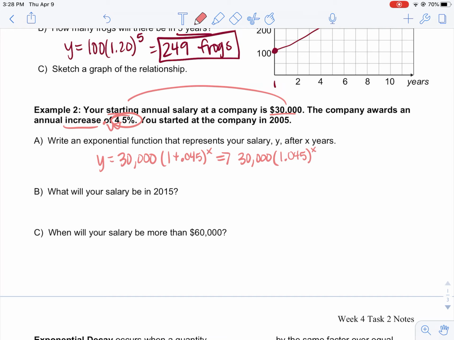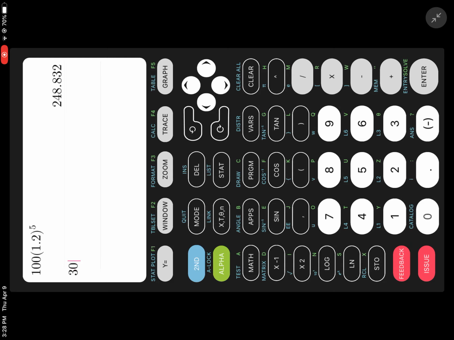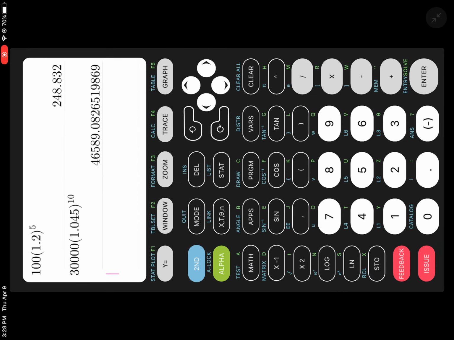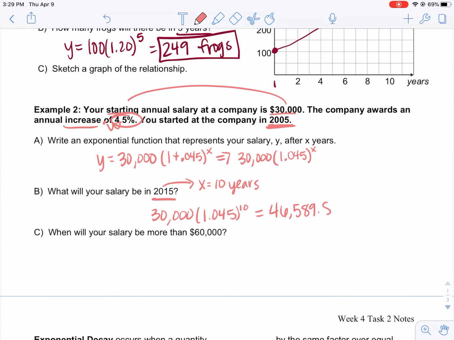Now, what will your salary be in 2015? So 2015 is an amount of years. Now, something important to note is they told us we started the company in 2005. So the time from 2005 to 2015 is 10 years. So in the calculator, we're going to use 10 for our X value. So it's going to look like that. 30,000 times 1.045 raised to the 10. And so after 10 years, now we're talking money, so we'll do two numbers after the decimal, $46,589.80. And again, dollar signs there because we're talking money.